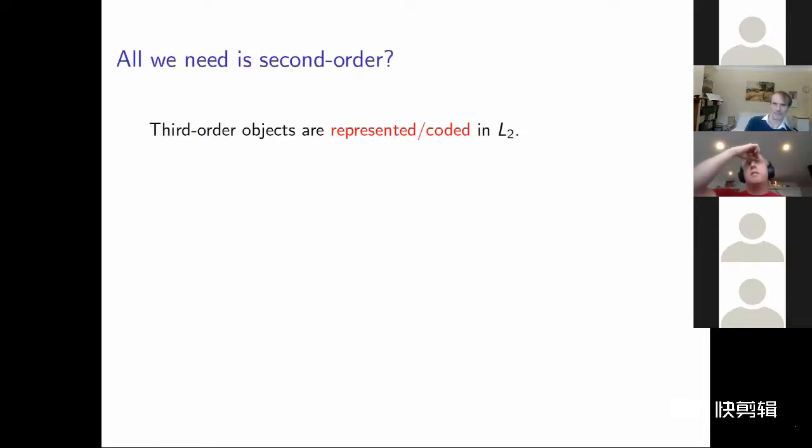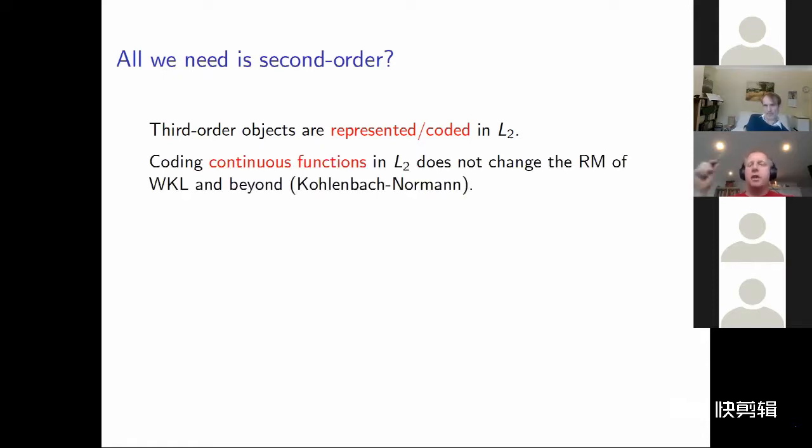Now, of course, you can raise the question, which has been raised by Kohlenbach, for example: is second order arithmetic enough? Third order objects can be represented or coded in the language of second order arithmetic, and it actually works really nicely for continuous functions. Because Kohlenbach, based on a construction by Dachselt and Neumann, has shown that if you code continuous functions, if you represent them in the language of second order arithmetic, it doesn't really change the reverse math of WKL and beyond.